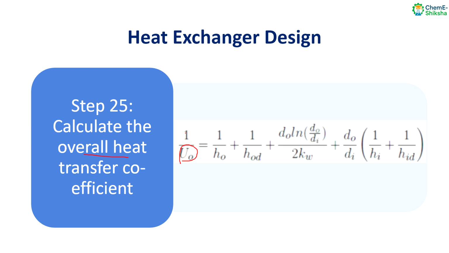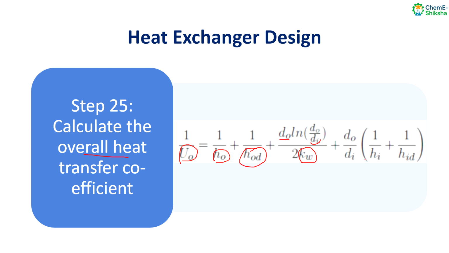So the equation is 1 by U naught equals 1 by h naught plus 1 by h OD plus D naught ln(D naught by Di) by 2 kW plus D naught by Di into 1 by hi plus 1 by h ID. So h naught is the outside heat transfer coefficient, h OD is the outside fouling, the dirt heat transfer coefficient. Kw is the wall thermal conductivity. Do and Di are the outside and inside tube diameter.